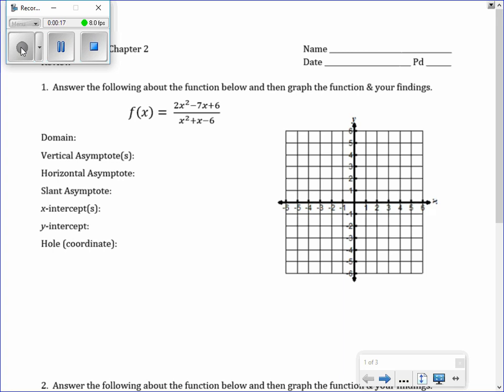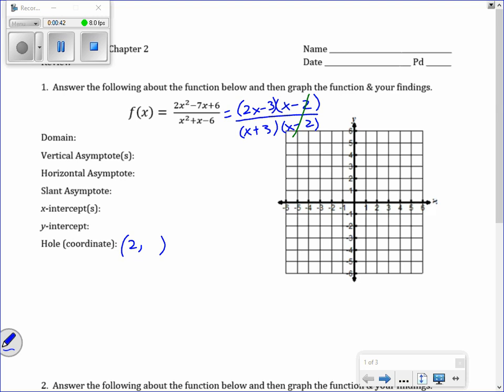my first job is to try and factor the top and the bottom so that I can see if anything cancels out. So the top and the bottom do factor in this case. The top is 2x minus 3 and x minus 2. And the bottom, the denominator, is x plus 3 and x minus 2. So I do see I have a cancellation at x equals 2, so I'm going to have a hole. So that hole begins at 2, and then what?